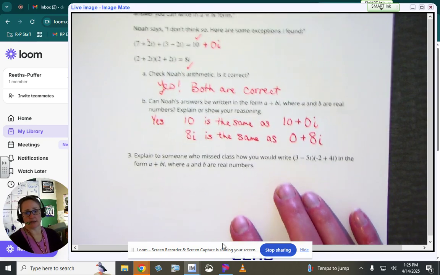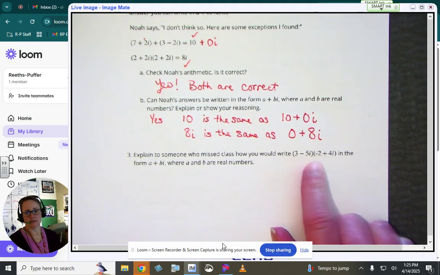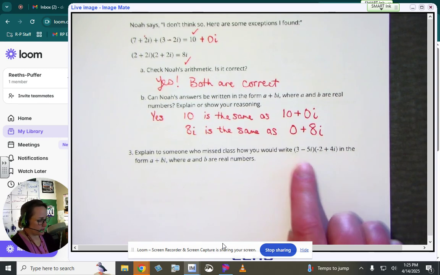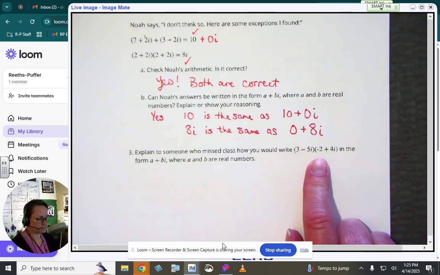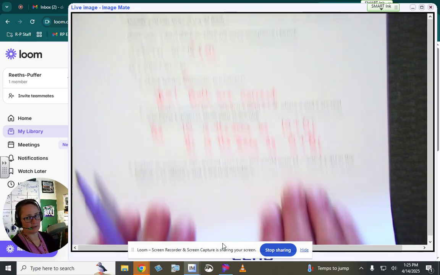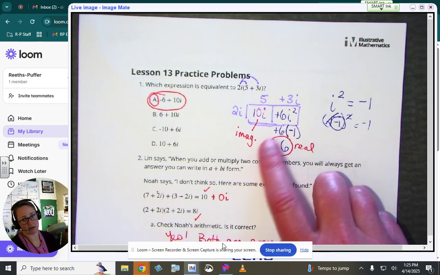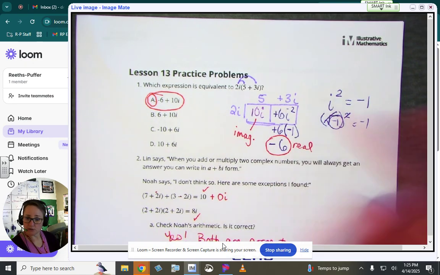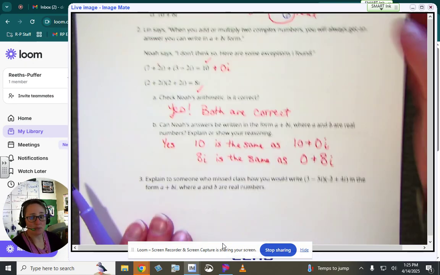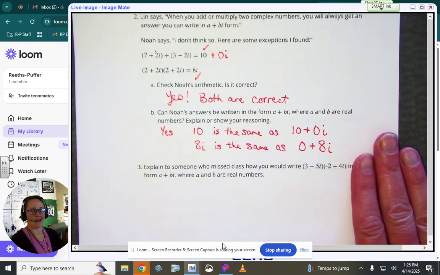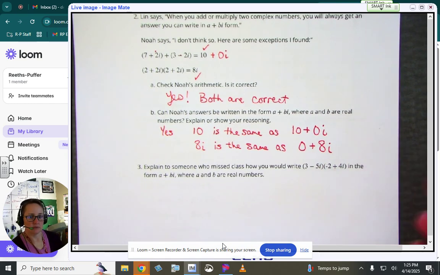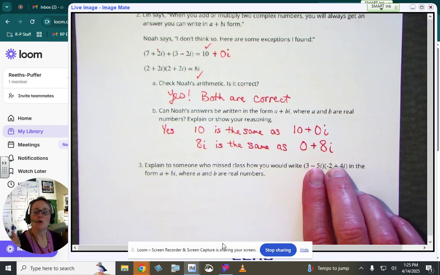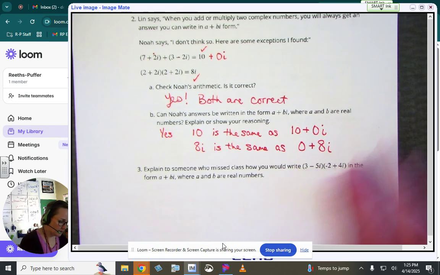So if someone missed class, how would you write this in the form a plus bi, where a and b are real numbers? So this is some multiplication. If somebody missed our class, I would tell them, first of all, to go watch the video. But then I would tell them to go back to what we were doing up here, that we can use the grid to multiply the same way that we used the grid to multiply 2 factors or 3 factors or 4 factors way back in Unit 2 with the polynomials.